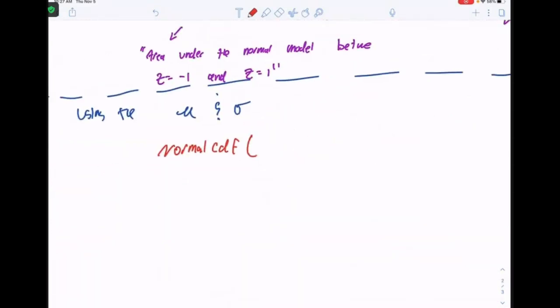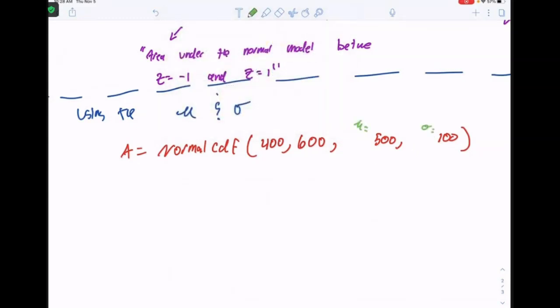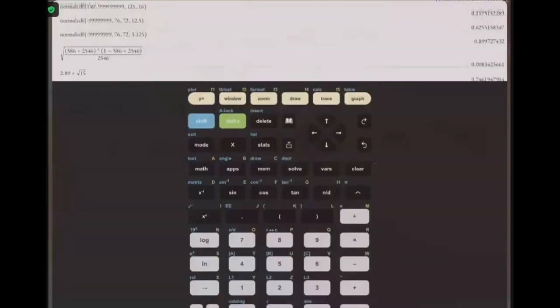So you're going to use normal CDF, and we can do the same thing, saying that this area that's below it is 400. I want to find between 400 and 600, where the mean is 500 and the standard deviation is 100. And technically, you wouldn't write those. You would just write it like that. So you can actually type that into the calculator.